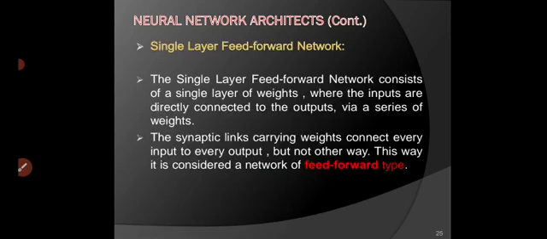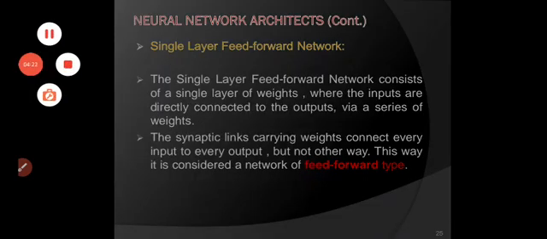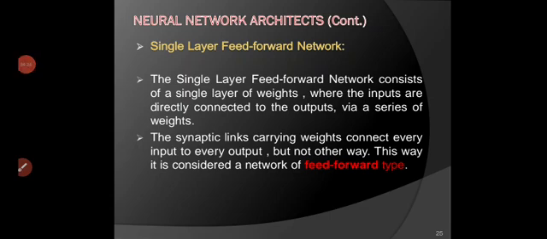Now, neural network architecture. First is the single layer feed forward network. The single layer feed forward network consists of a single layer of weights, where the inputs are directly connected to the output via a series of weights. The synaptic links carrying weights connect every input to every output, but not the other way. This way it is considered a network of feed forward type.